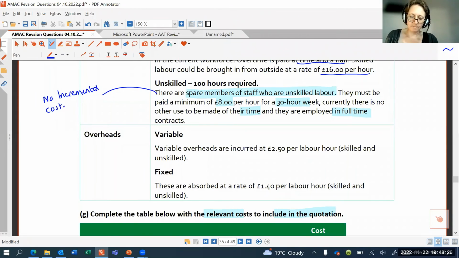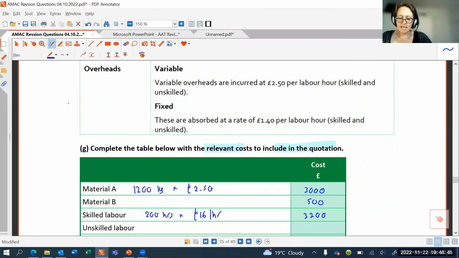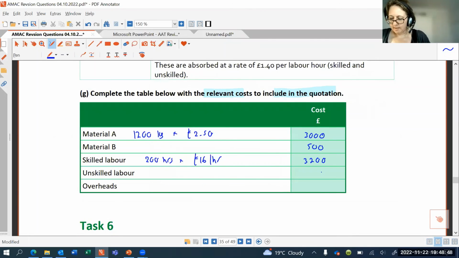Just means extra, if you like. They are paid anyway. They're going to be paid. So I can either pay them and have them doing nothing, or I can pay them and have them working on this job. But it's not going to cost me any extra to have them working because they have spare capacity. I'm sure they'd probably be very thankful of the work. So I'm going to have an unskilled labour cost of £0 on the basis that I'm already paying them. I don't need to pay them any extra. So no relevant cost.